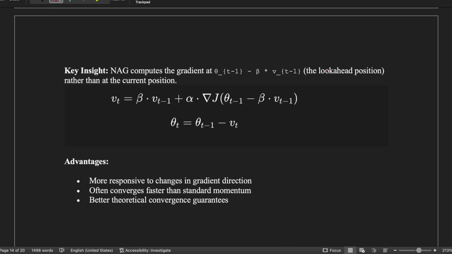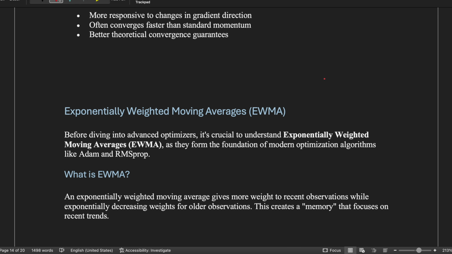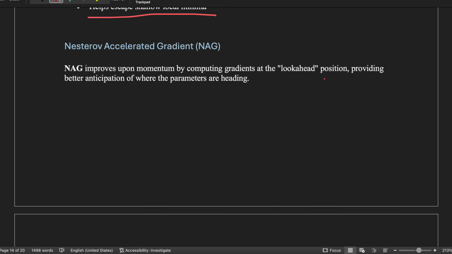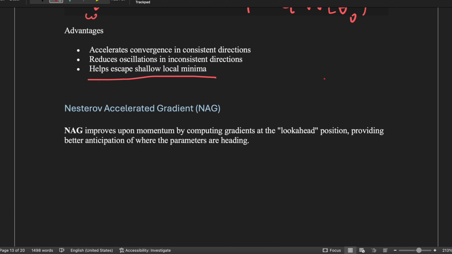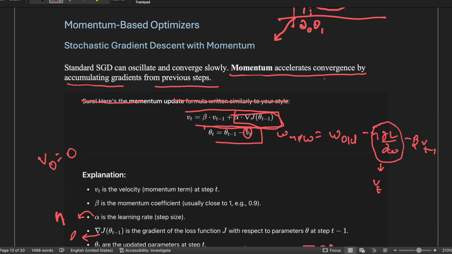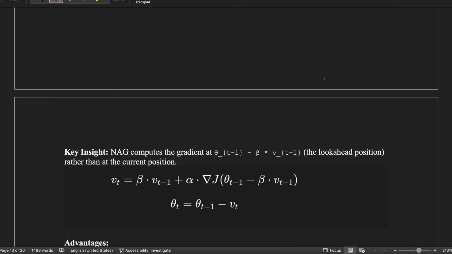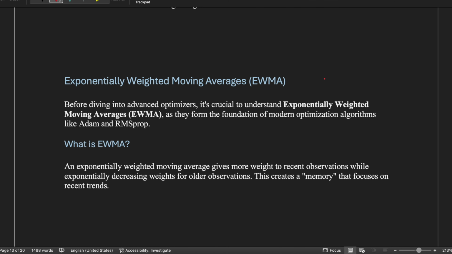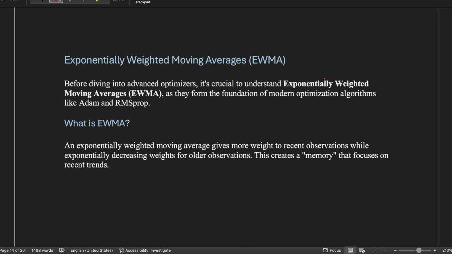So the look-ahead position, as I already told you, is considered a pseudo position, and from there we calculate the gradient to get to our updated position. So this was the whole concept behind stochastic gradient descent with momentum, Nesterov accelerated gradient. And now we will go to our next concept, exponentially weighted moving averages.